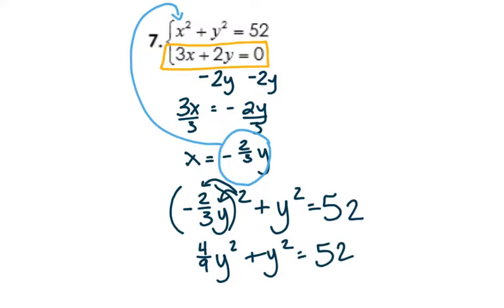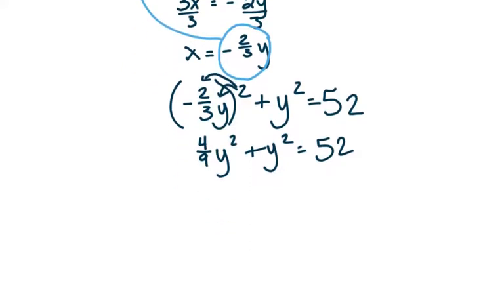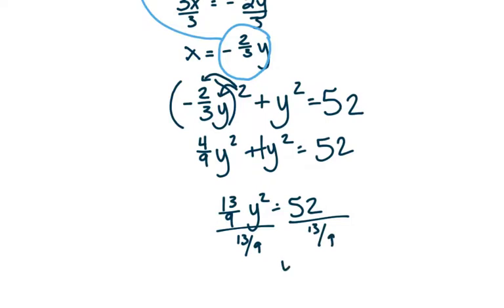Okay. I'm going to need a little bit more room, so here we go. Alright. Remember, this is like 4/9 plus 1 because you're just adding the coefficients. So that is 13/9 y squared equals 52. And I'm going to get y by itself. So I'm going to divide by 13 over 9. Or you can multiply by 9 over 13. And I get y squared equals 36.